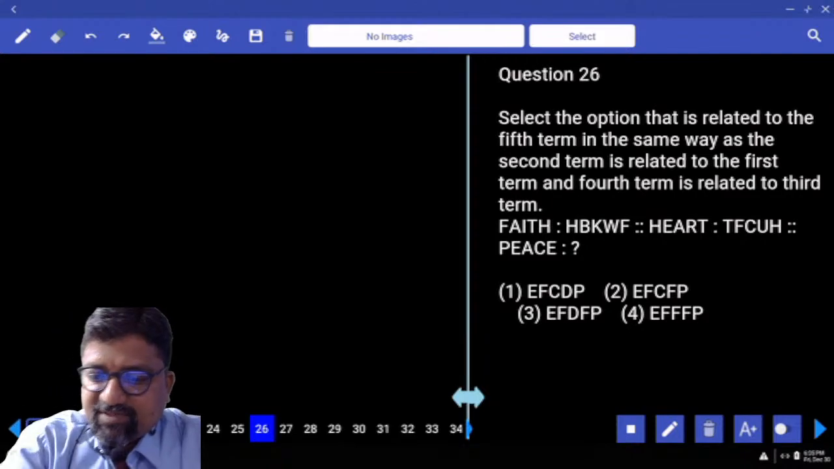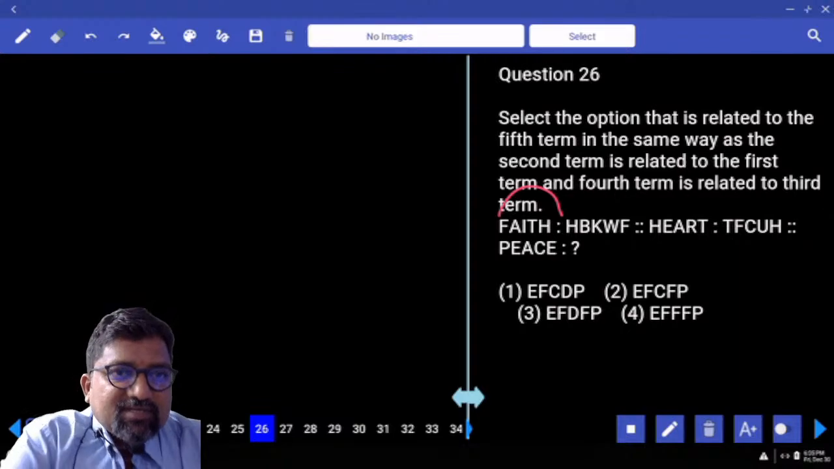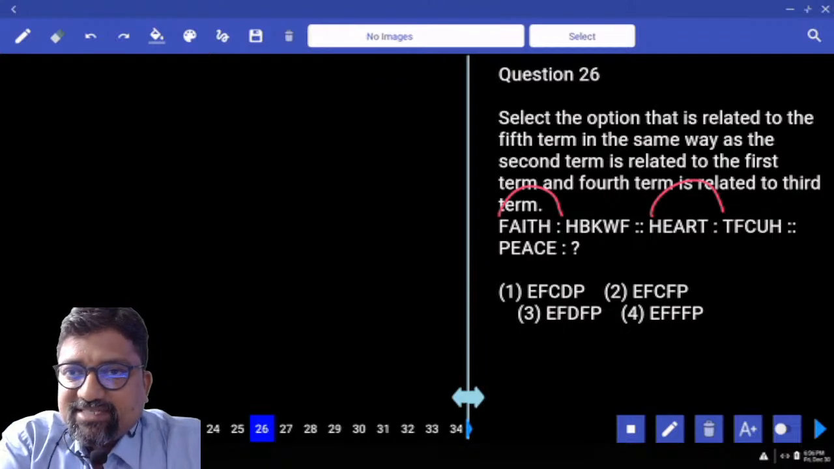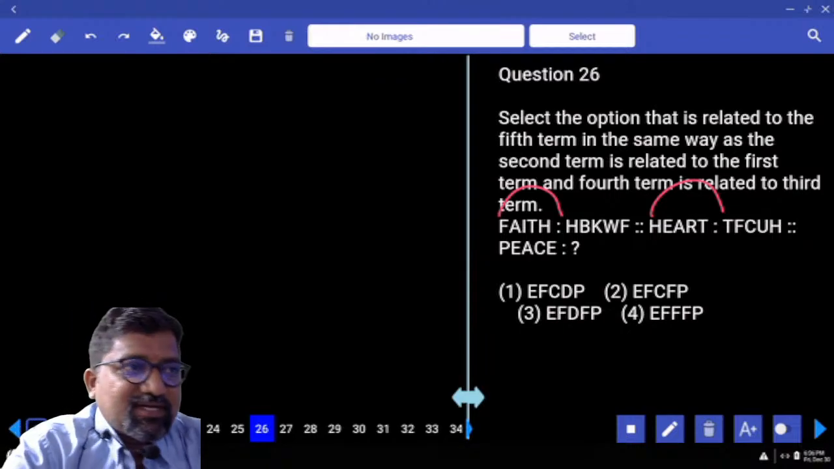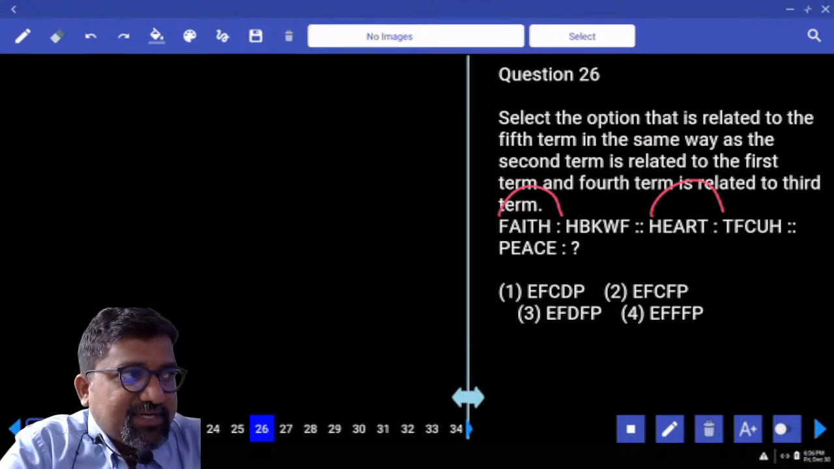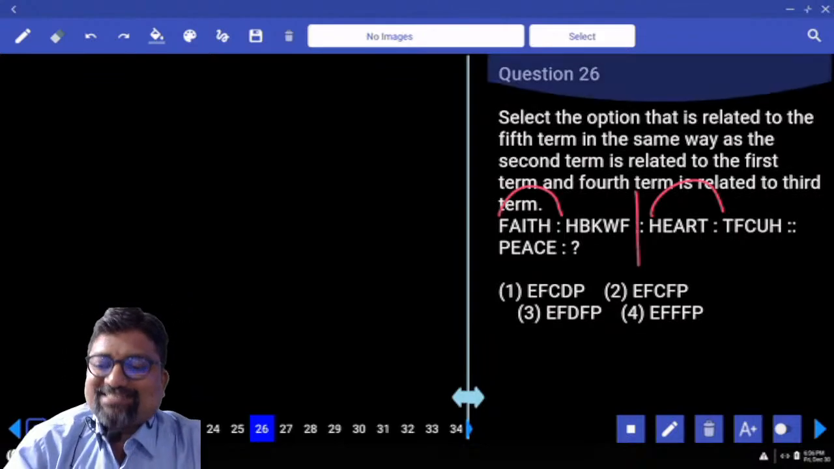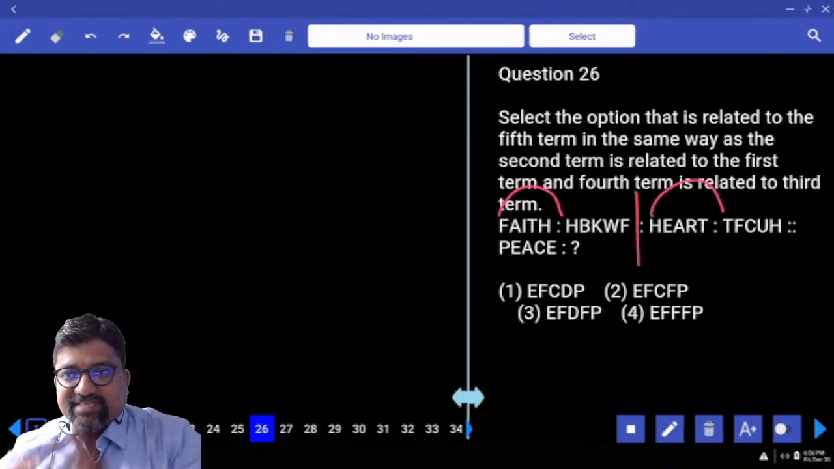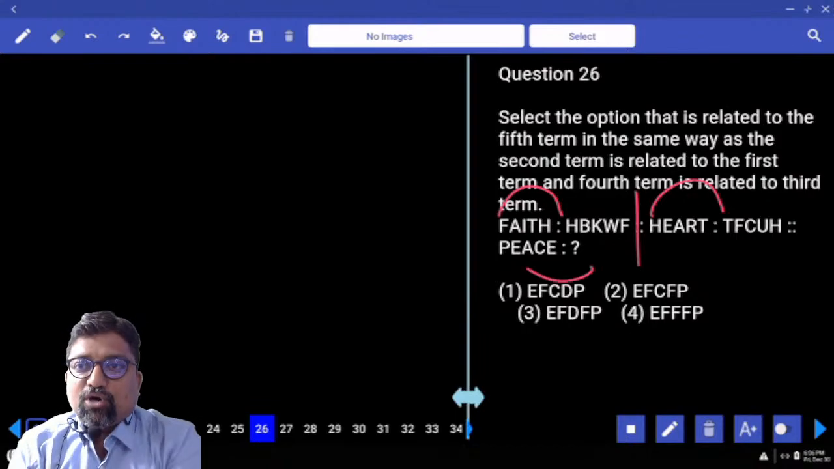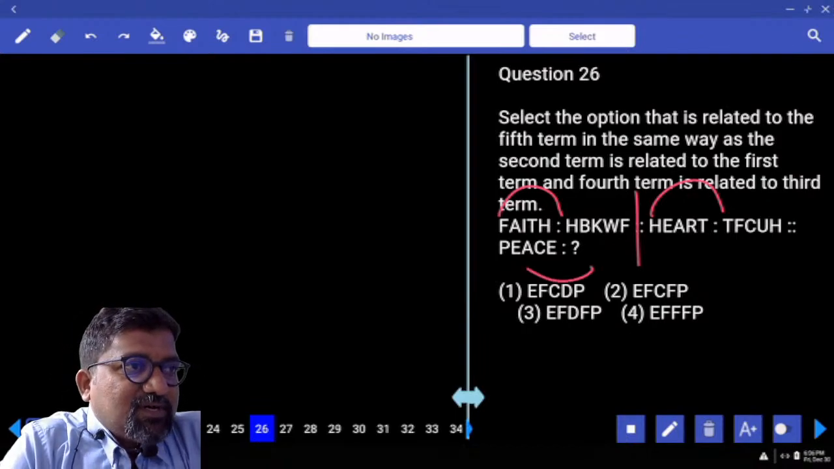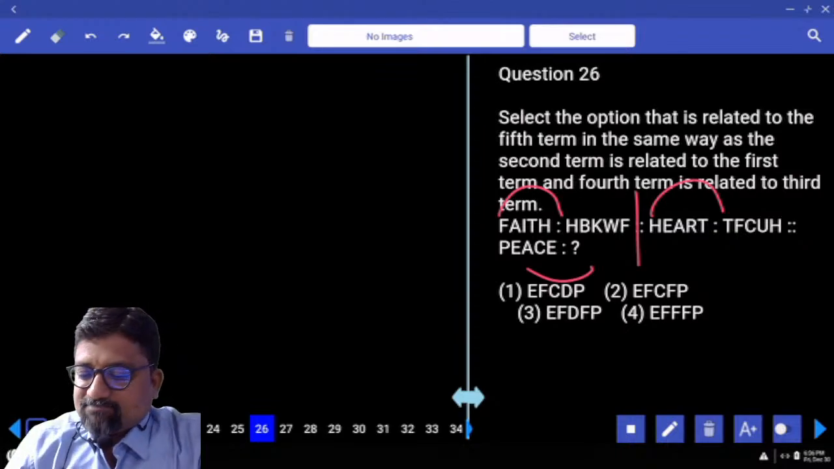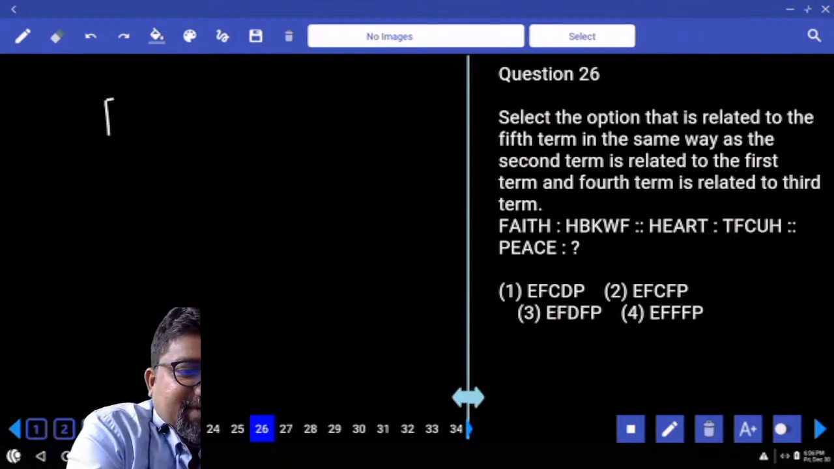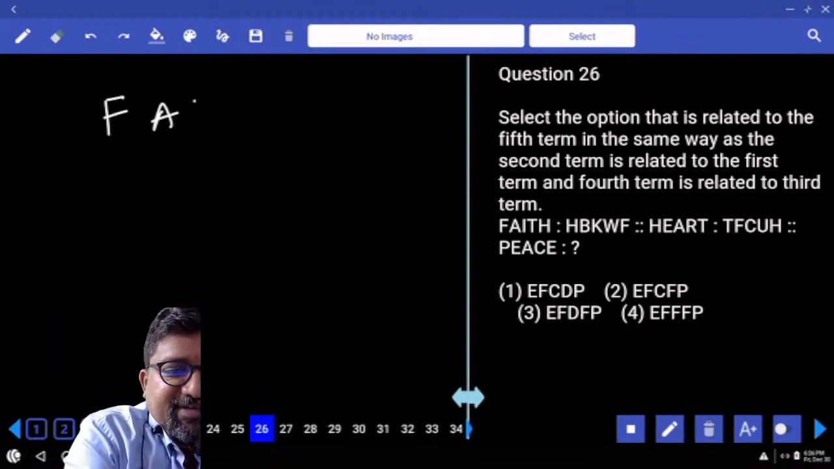Let's compare the first letter with the first. F and H, 6 and 8, plus 2. H and T, H is 8, 8 plus 2 is 10, and J is not T. And see, why did he give us two sets? The first relation with the first set, the relationship with the second set, and the final set should also be the same. So when I go with the first letter, obviously the logic is not the same. The logic is different. So we have to think in a different way.